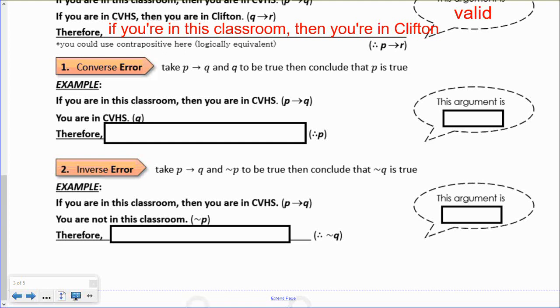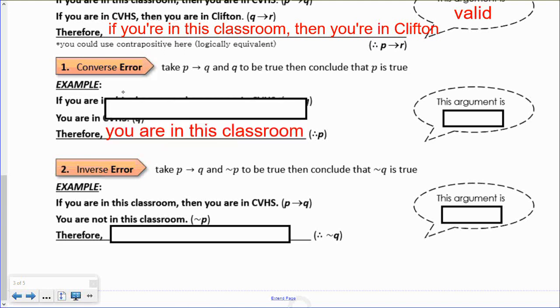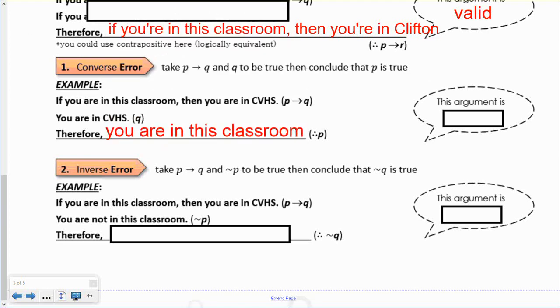So let's take a look. It says, if you are in this classroom, then you are in CBHS. True, right? Then we say, you are in CBHS. If you were going to continue with the converse, what would the next statement be? You're in this classroom. That's the conclusion, so write that down. Therefore, you're in this classroom. That's therefore P. But is that a true statement? If you're in CBHS, do you have to be in this classroom? No. So that's why this is an invalid argument.